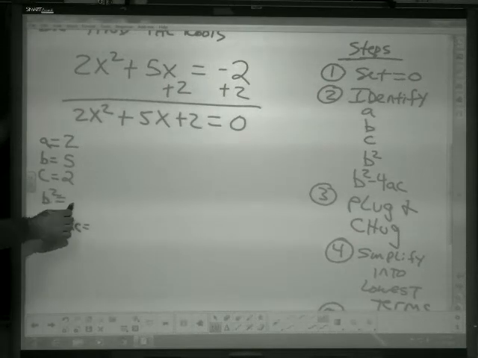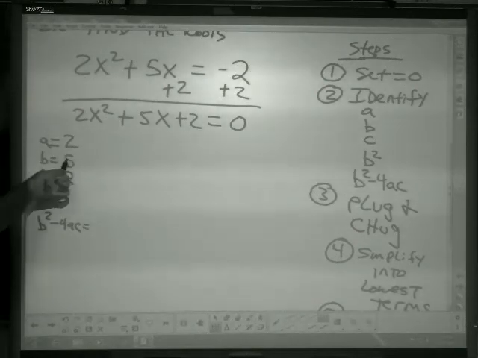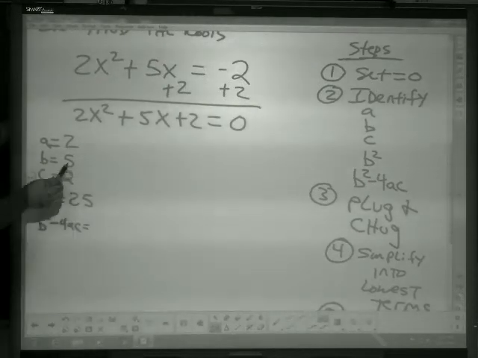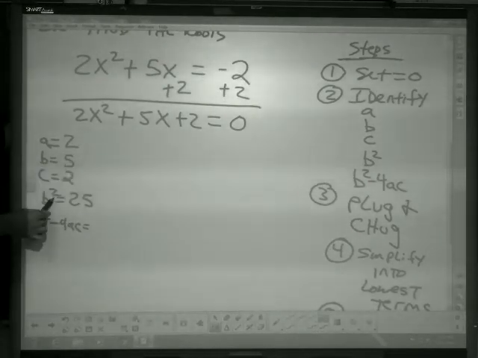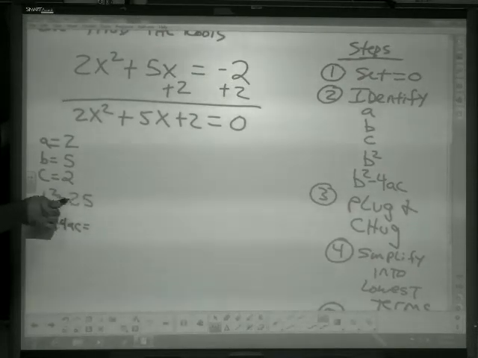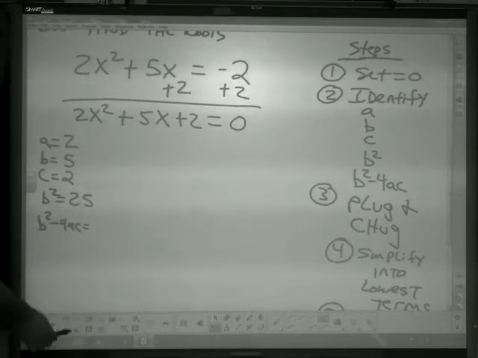B squared. Don't use your calculator. Use your head on this one. Take B and square it. 5 times 5 is 25. If this was negative, negative squared would still be positive. Make sure this number is always positive. Never ever negative for right now.